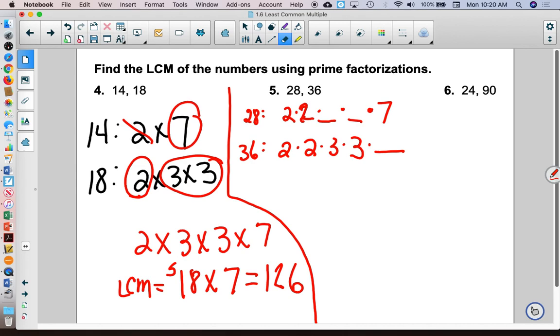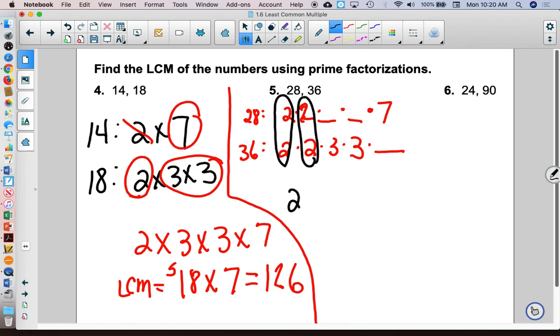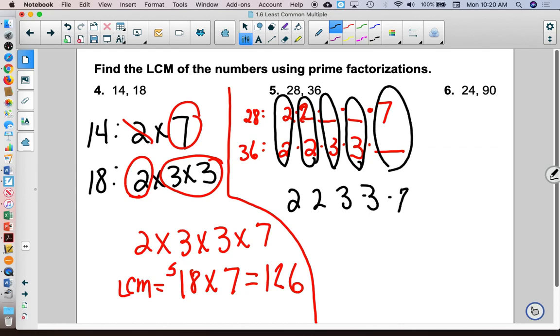Now, if I looked at this and I said, okay, here's my column. I have a column here. I have a column 2, a column 3, a column 3, a column 7. And I know now I need to multiply all of them. 2 times 2 is 4 times 3 is 12 times 3 is 36 times 7 is 252. Okay? If I chose the tree, I'd still get the same thing. Okay?